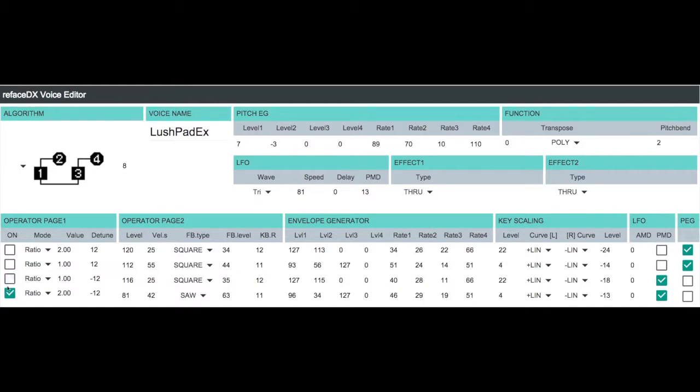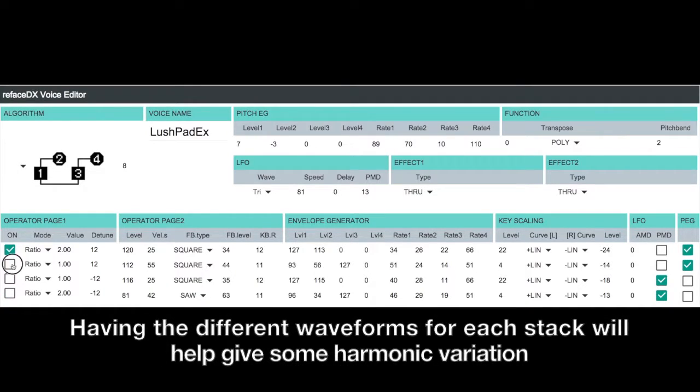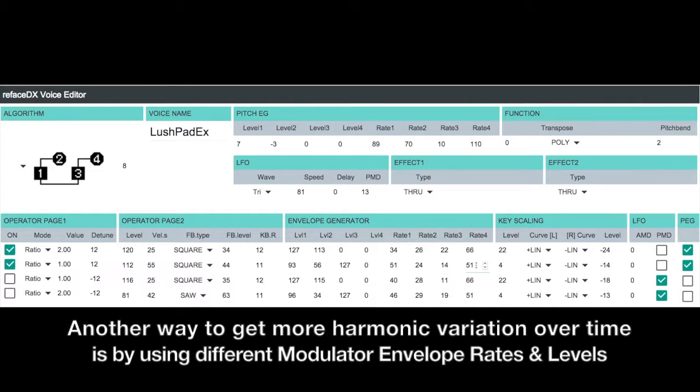So, as we mentioned in the article, we've got to find ways to compensate a little bit for the lack of harmonic complexity that we have, because each stack only has one modulator. So we're going to take a really close look at the settings I have here for the levels and the rates for the modulator operators.